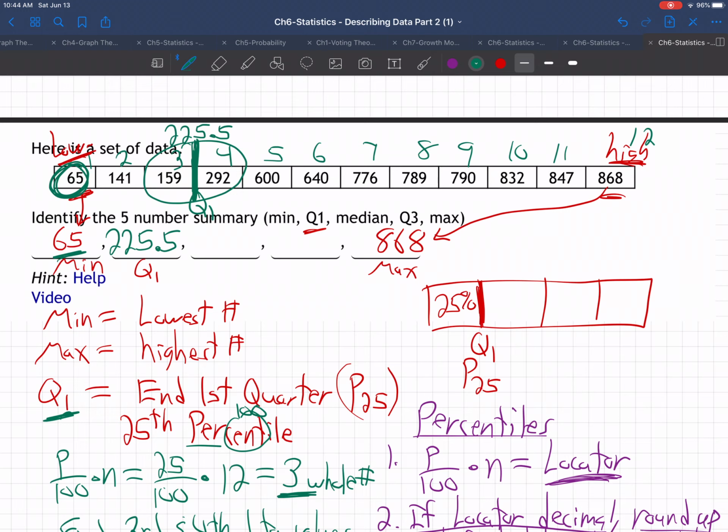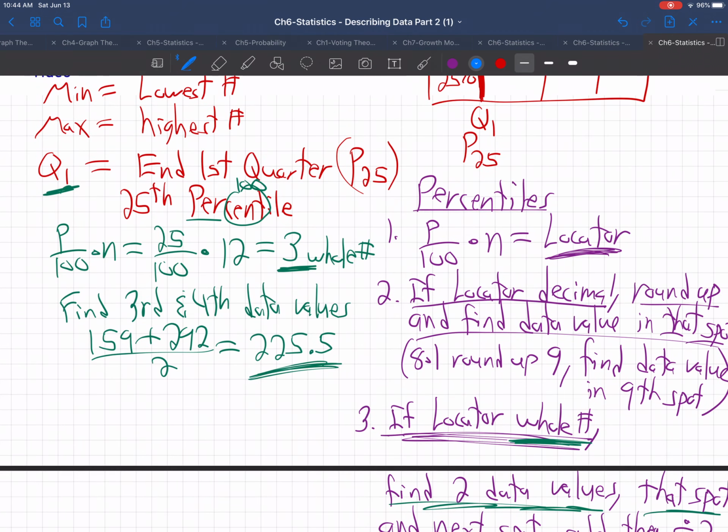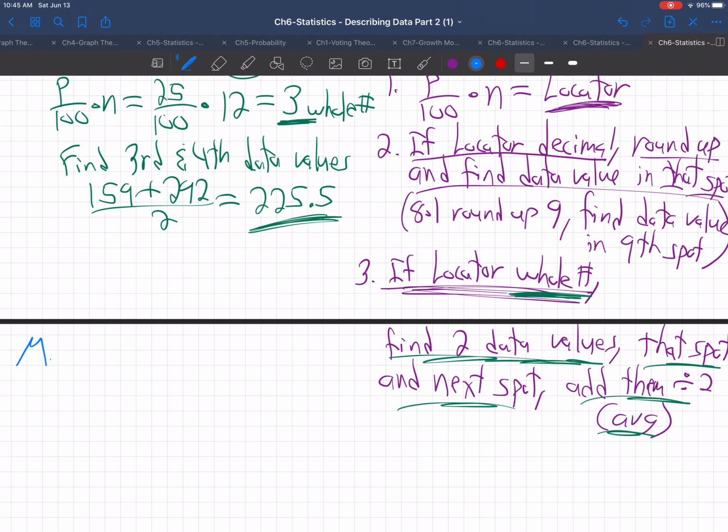Next, we're going to find the median. Right here, that's what comes next, right? Median, which is halfway. So the median, that's exactly in the middle. So that's P50, the 50th percentile. These are just percentiles. So that's 50% of the way through the data list.